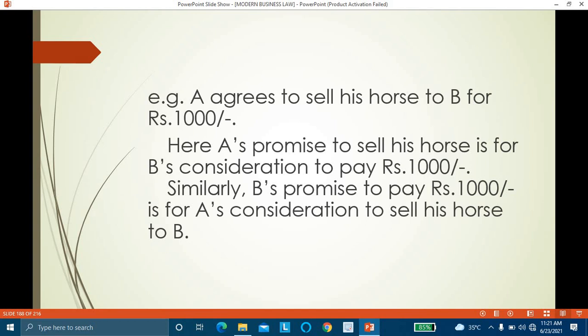So both the parties are giving something. A is giving his horse, getting 1000 rupees. B is giving 1000 rupees, getting the horse in return. So in consideration, both the parties should give something and get something in return.